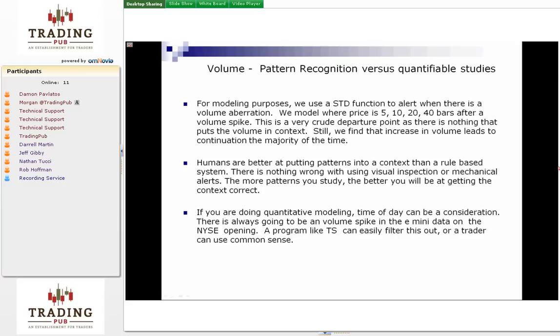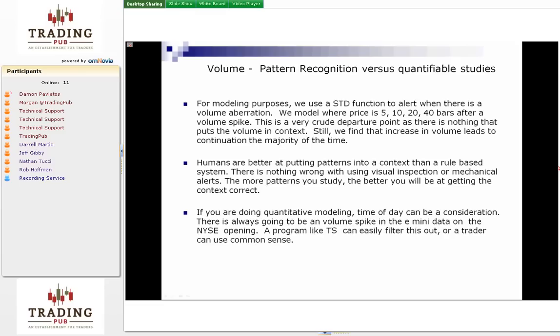About 80% of the time, it does lead to some type of continuation. That is an increase in volume, and we model it. If you have a volume spike, what happens 5 bars out, 10 bars out, 20 bars out, 40 bars out, etc., etc. So it's pretty durable and robust. However, with that said, I think you will agree when you see my slides that the pattern recognition in and of itself works just fine.